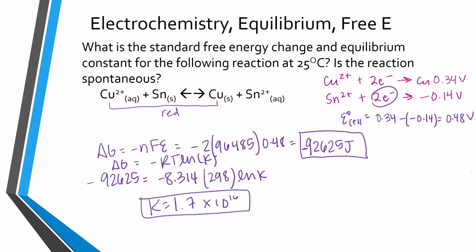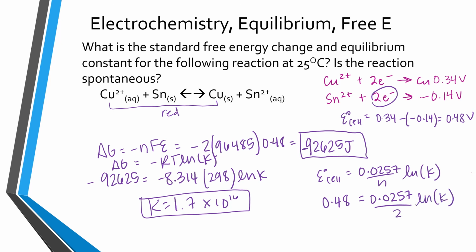Again, we can use the standard cell potential equals 0.0257 over n times the natural log of K. And as expected, we are going to get the exact same answer. So it does not matter. AP is never going to ask you to use both of them. I'm just showing you both to show you can use either one and you'll get the correct answer with either one. Okay, guys, that was a lot.